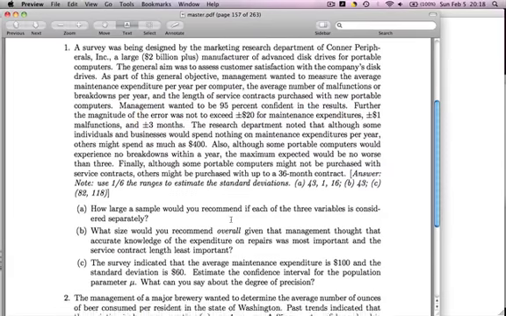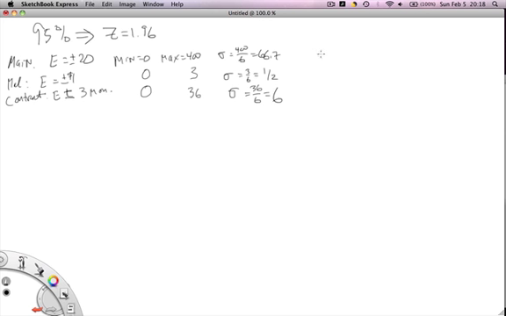Part A, how large of a sample would you recommend if each of the 3 variables were considered separately? Well, let's work that over here. N is going to be z squared. So I'm just going to put everything in parentheses at once. So 1.96 times sigma, which is 66.67, divided by the margin of error, which is 20, and square that. If you do the math, this says you're going to need a sample of about 43.